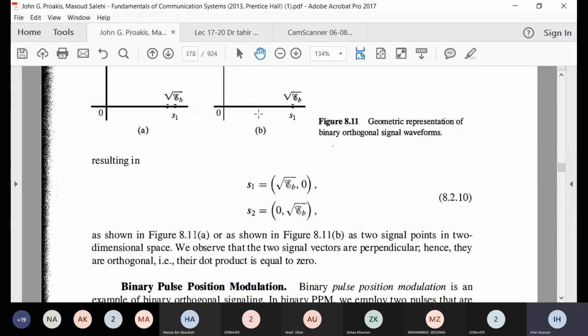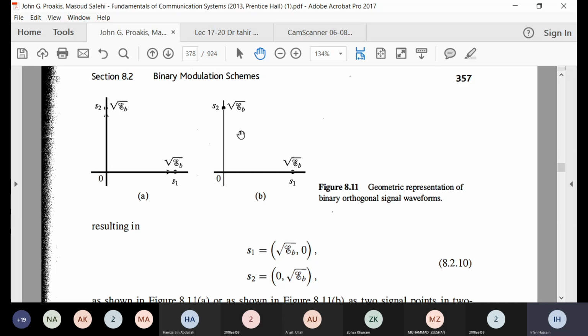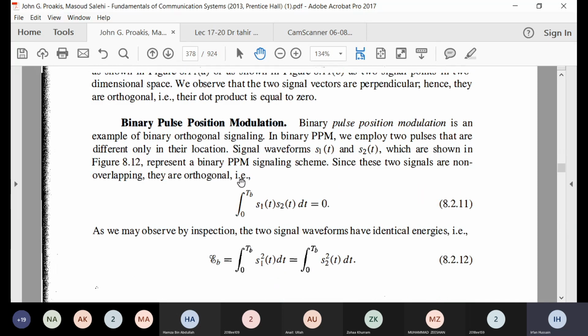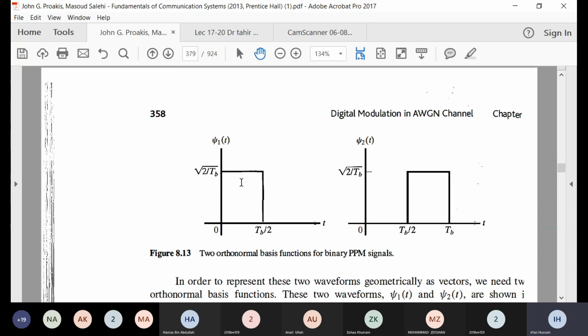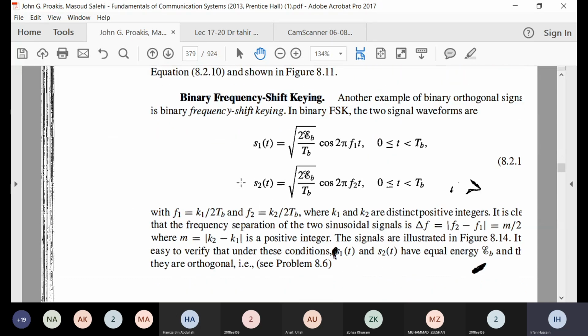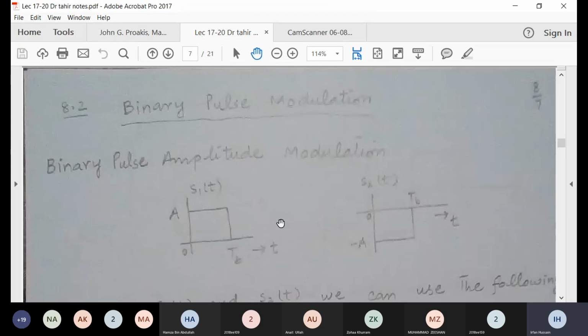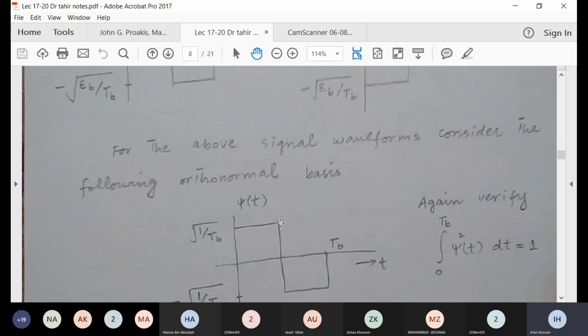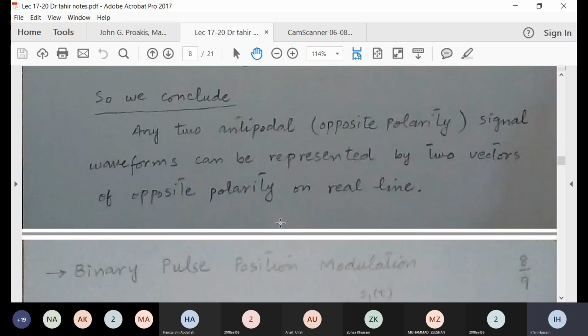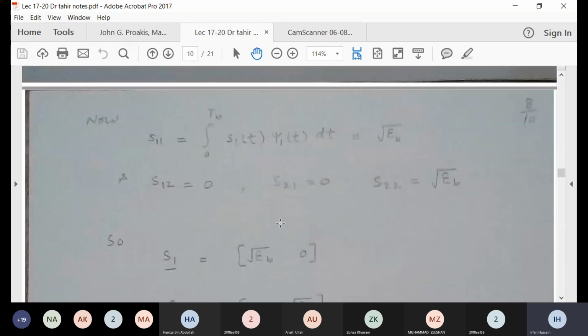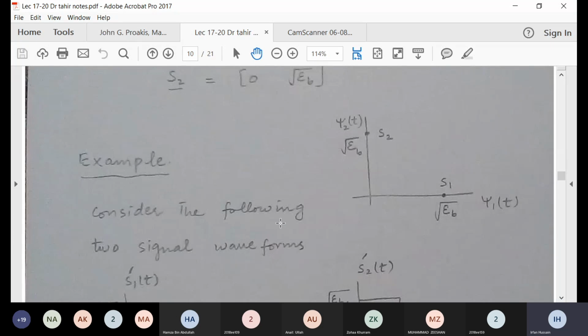You can see the same orthogonal scheme is quite apt to represent binary pulse amplitude modulation, because they are orthogonal schemes. This was binary pulse amplitude modulation that we have already seen, that they are on the same orthogonal basis.